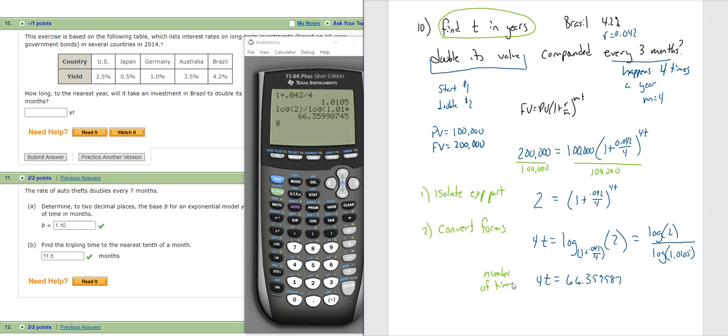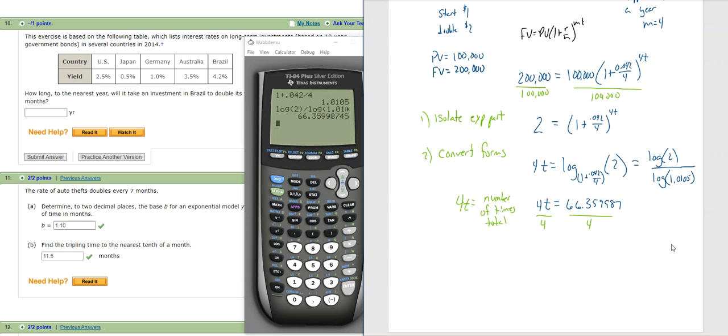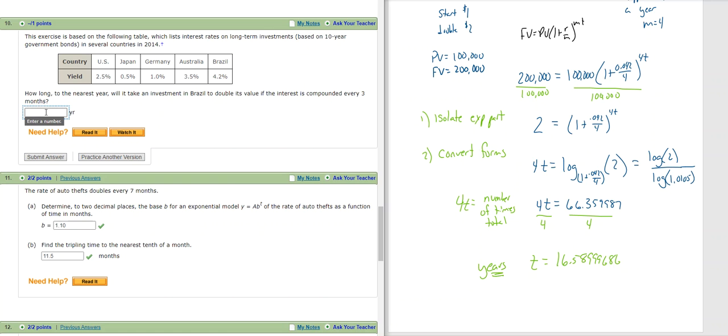Now, what this tells us is the number of times total. So this every 3 months, so it'll tell us how many times it's going to happen. So if we divide by 4, so 4t is the number of times total, whereas t is the number of years. I had to write down some numbers without talking. T is the number of years. So 16.58, it says to the nearest year. I'm going to put 17 years. Cross a finger, submit answer.